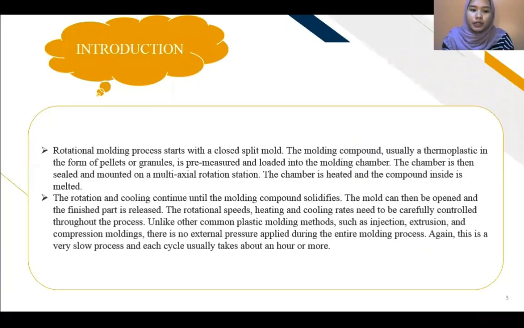Today, I want to present about rotational molding, chapter 6. First, introduction. Rotational molding is a relatively slow process that is capable of making large one-piece hollow plastic objects at a cost lower than most other plastic molding processes.